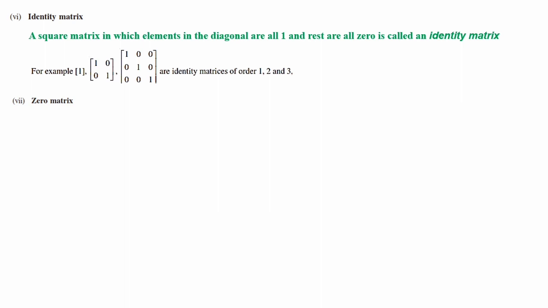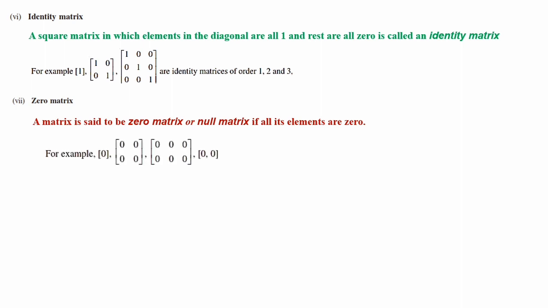Next one is a zero matrix. A matrix is said to be a zero matrix or null matrix if all its elements are 0. So zero matrix or null matrix means all the elements in that particular matrix will be 0. Examples: matrix 0, 0, 0, 0. Next is 0, 0, 0, 0, 0, 0. Means this is not a square matrix, it is having only 2 rows and 3 columns. And here it is having only 1 row and 2 columns. Zero matrix means these are the examples, all the elements must be 0.